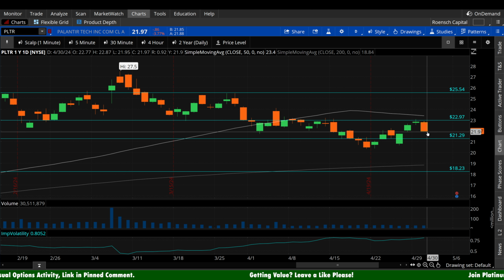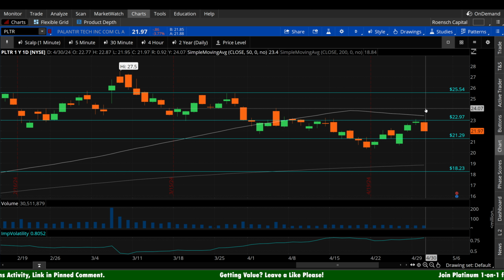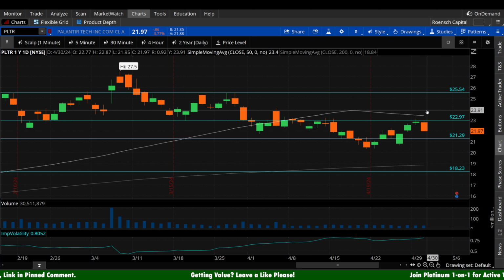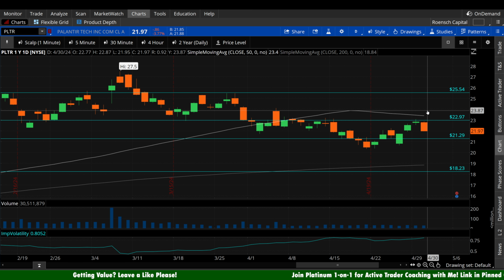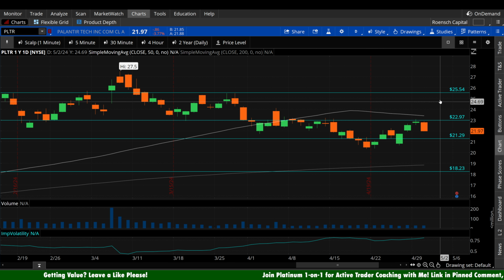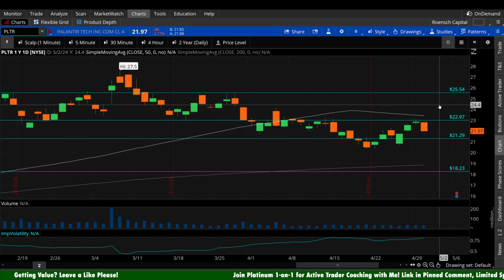Bulls' best case scenario is to get up through 23 and the 50-day moving average. That could set us bulls up for an upside test in the near term. Not necessarily same day, of course, but that could set us up for kind of a clear sky setup in the near term for a test up toward 25.50.